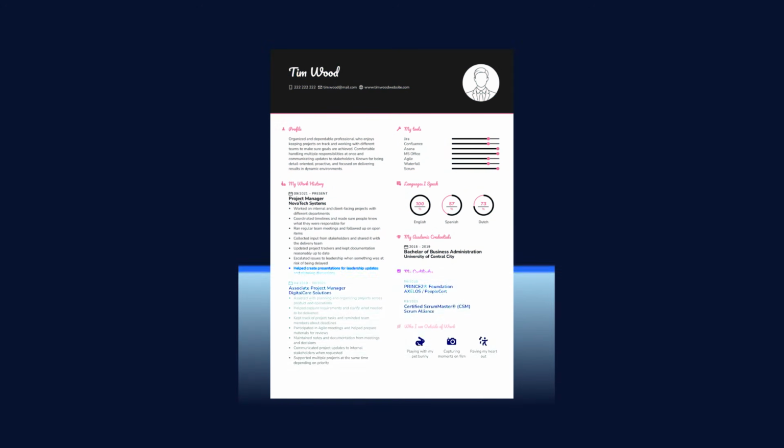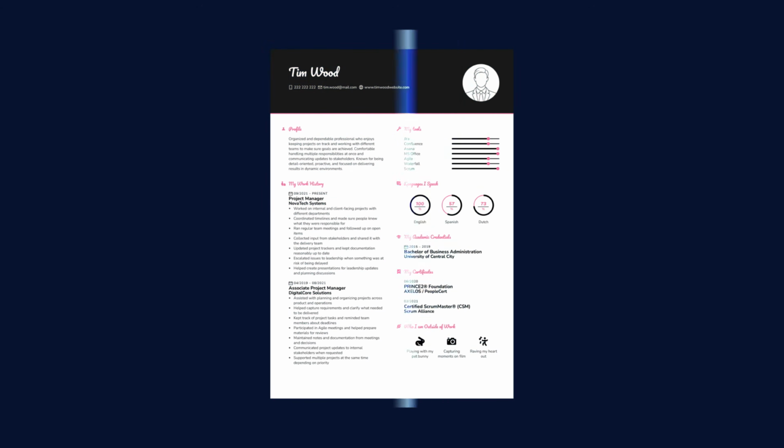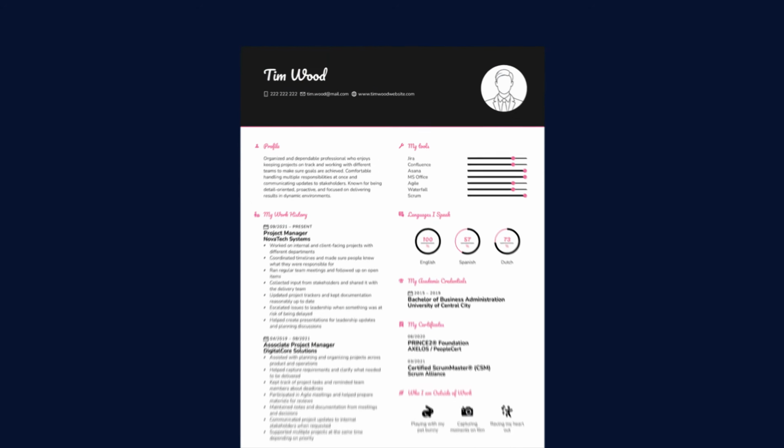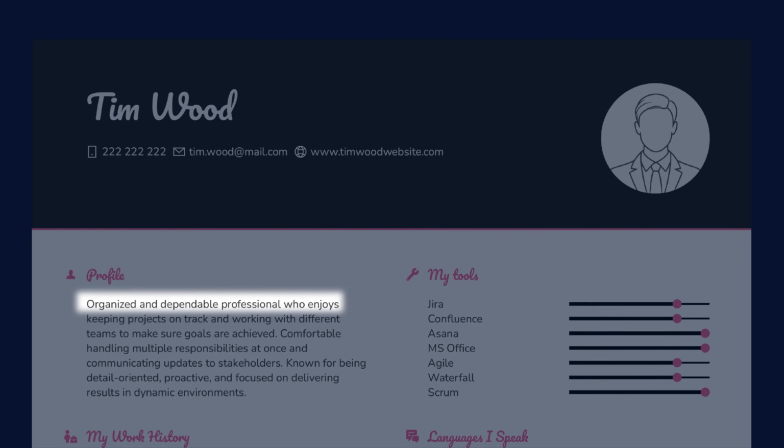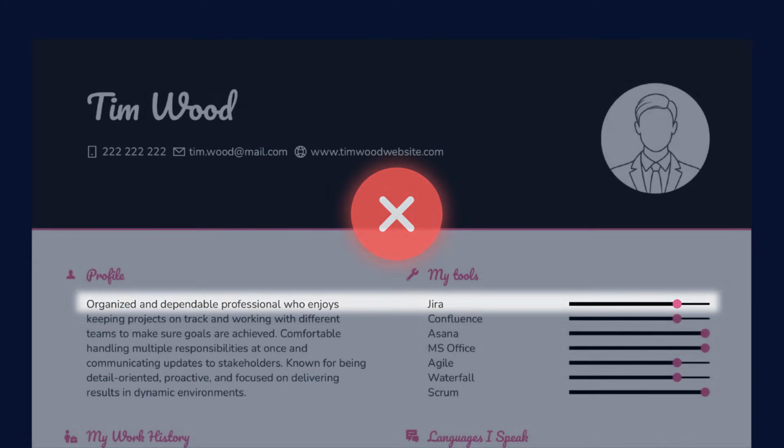ATS reads your resume from top to bottom, left to right. That's why you need to organize it to a single column. Two-column structures, like the one you see on the screen now, can confuse the system and make it read information in a mixed-up order. But that's not the only formatting issue here.